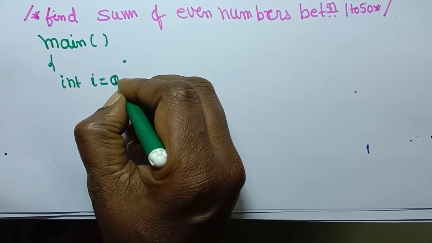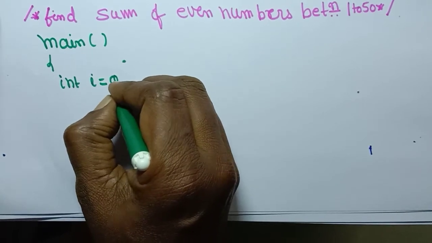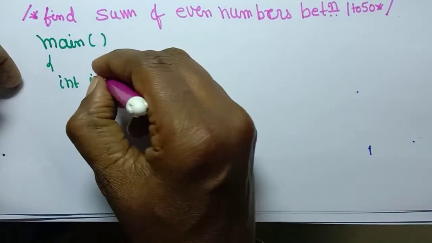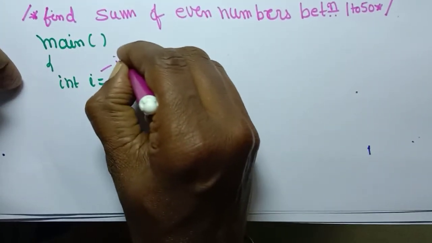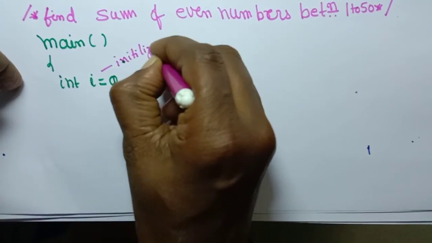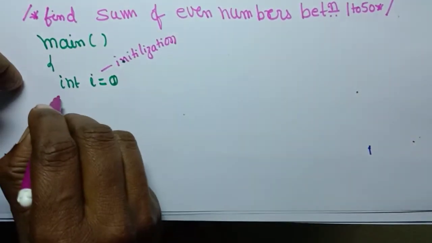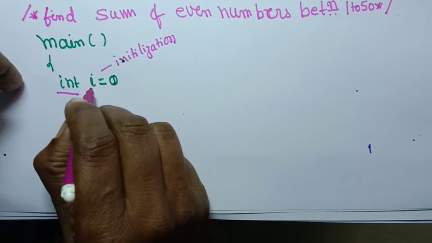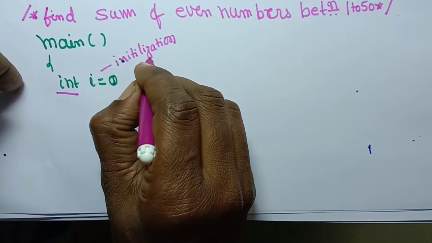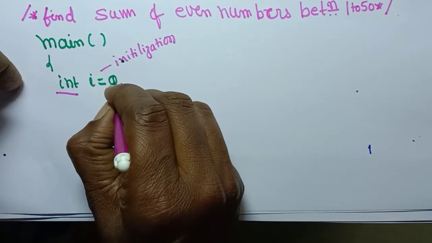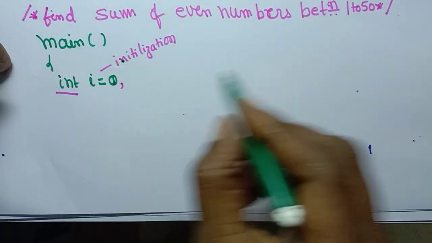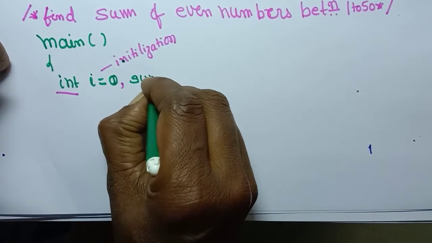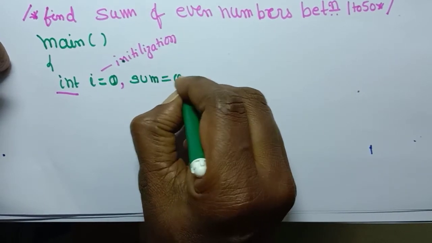When you write i = 0, it is called the initialization. What do you mean by initialization? While declaring the variable, if you assign a value to this variable, it is called initialization. Next, I want to add the numbers, so I will take another variable, sum = 0.